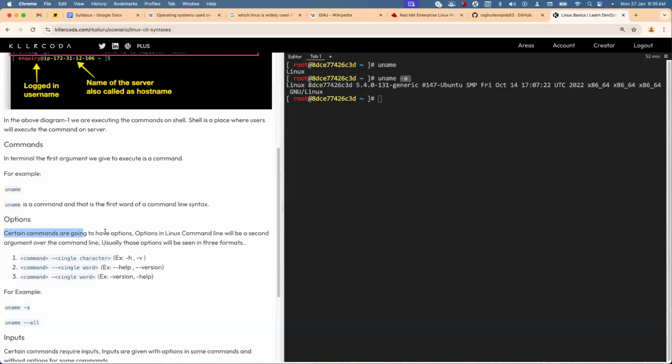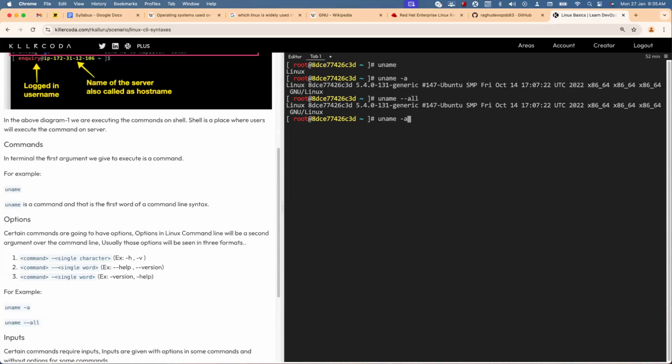The options of Linux commands can be a single character, like I have given here, or a double hyphen with a single word. Maybe you can also give hyphen all, it may work. Or else you may give a hyphen and a single word.